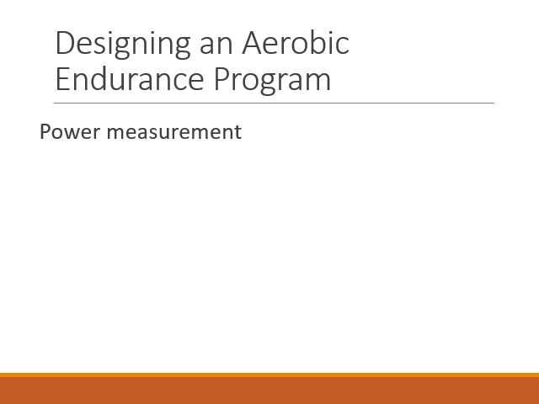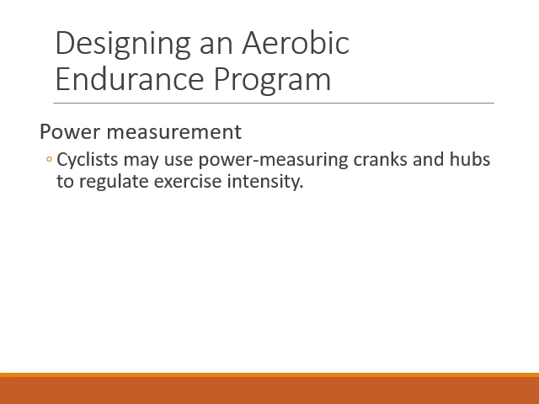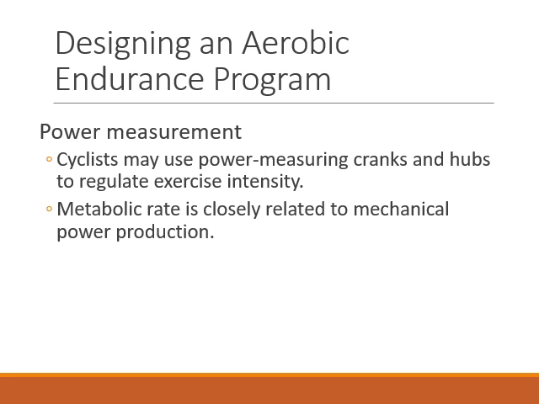Power measurements are another thing. Cyclists use this a lot on their bikes. They'll use power measuring cranks and hubs to regulate the intensity they're doing. And again, metabolic rate is closely related to mechanical power production. You'll see cyclists use bikes that change the resistance, and sometimes their equipment is sophisticated enough to give power measurement readings, and that tells you the intensity at which they're working.